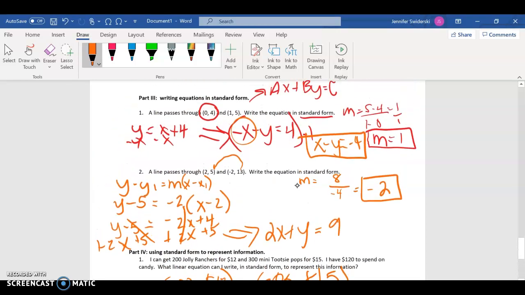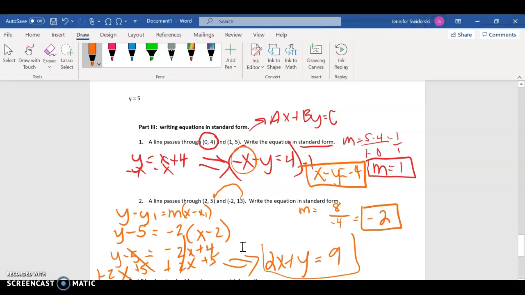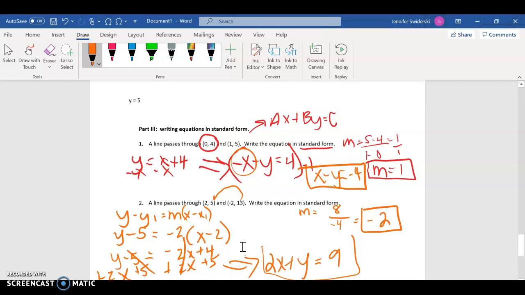All right, so that 2x plus y equals 9, that's going to work because a is positive. There are no fractions. There are no decimals. I have ax plus by equals c. Final answer. We're going to skip that word problem and go over it in classwork. So today, these are our notes on 2, 3.